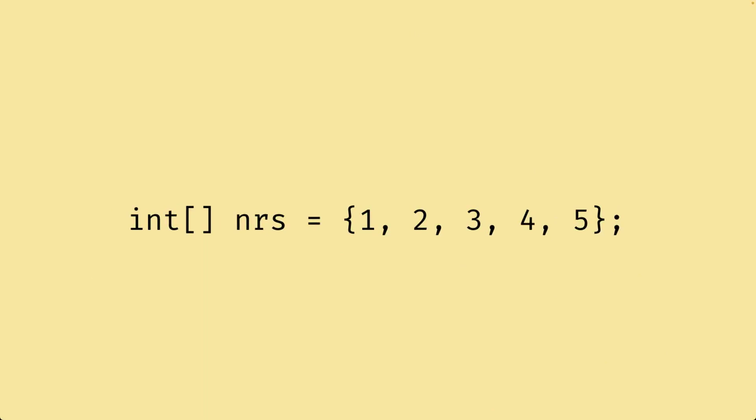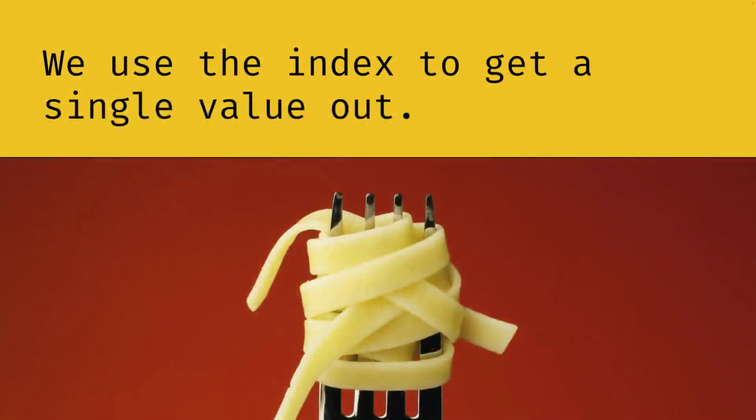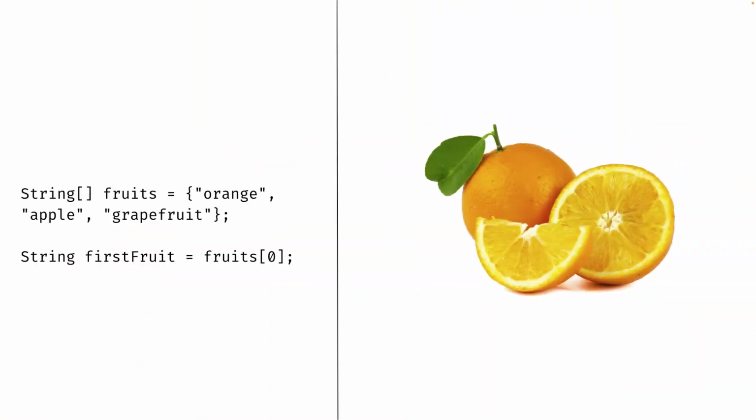As you can see, we declare the array by adding square brackets after the type. This tells Java that it's not one single value, but actually an array of that type. If we want to get the value out, we can use the index for this. The index starts to count from 0, so the index of the first element is 0. The index of the second element is 1, etc.